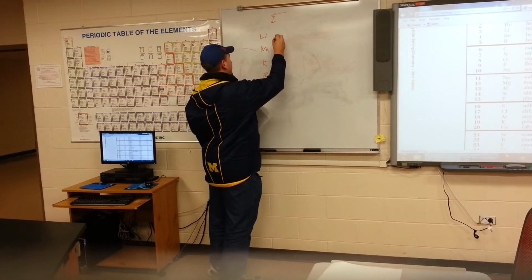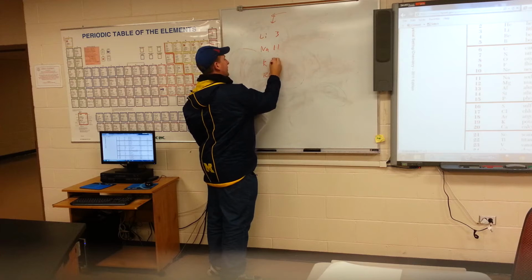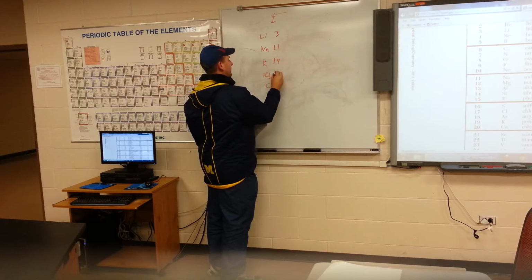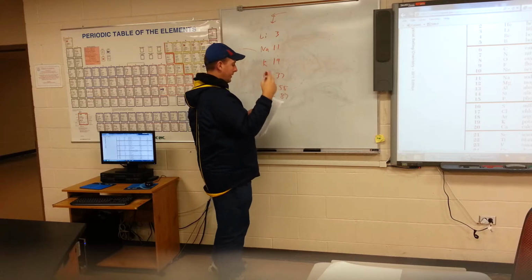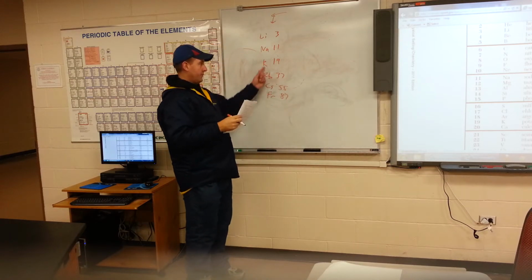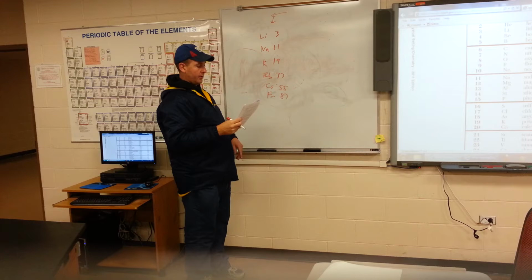Li's atomic number is 3, Na is 11, K is 19, Rb is 37. You can see what it's doing? Increasing, so draw an up arrow. Nuclear charge, same thing as atomic number, draw an up arrow, increase.